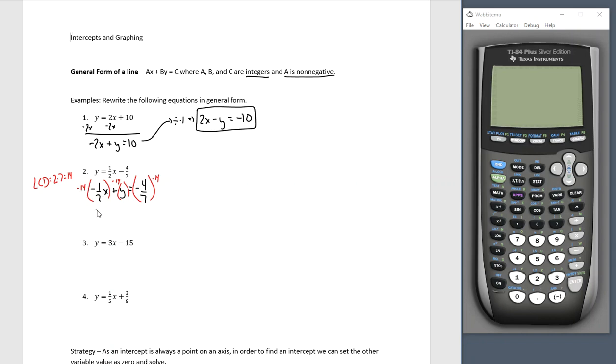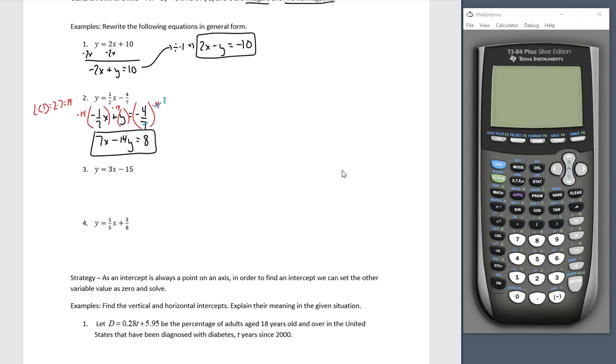1/2 of 14 is 7x. -14 times y. And 7 goes into 14 twice. Let's make a note of this. 7 goes into 14 twice. Now I'll have a -4 times a -2 to get a +8. And I have the general form of an equation of this line.